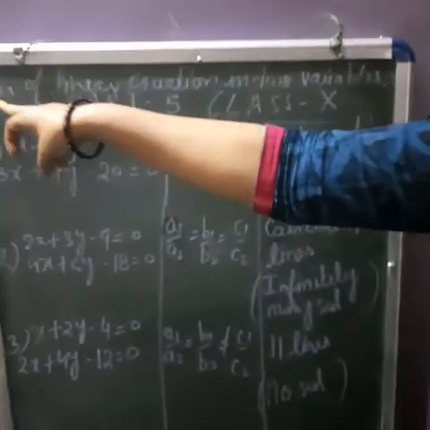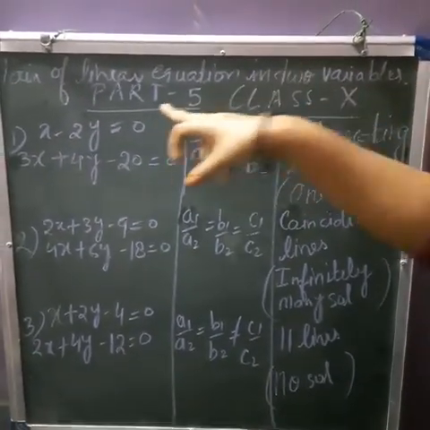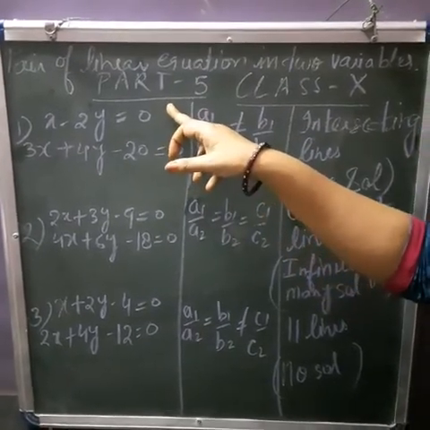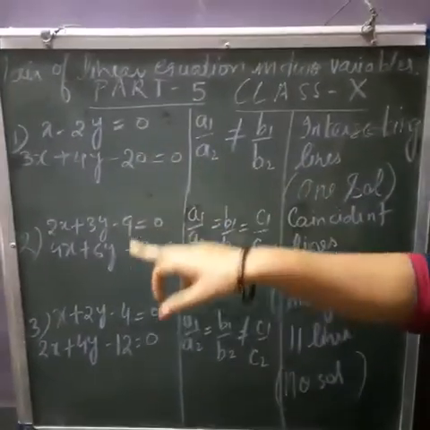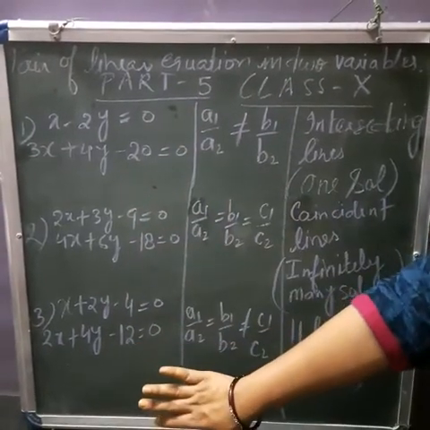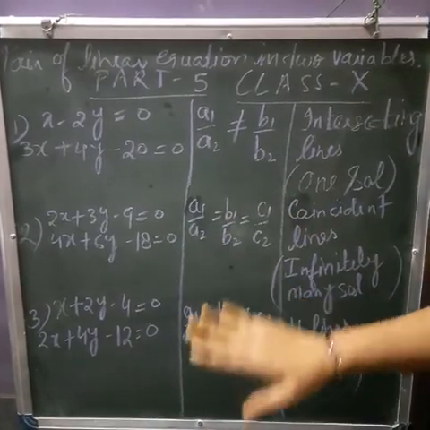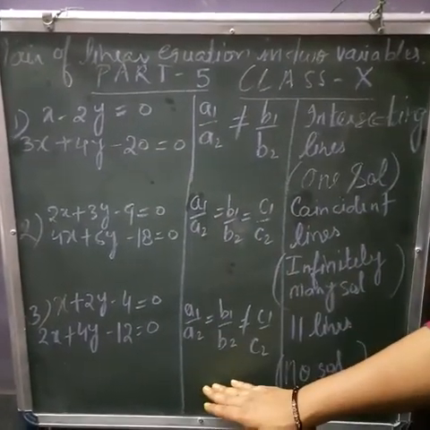So today I am going to explain how many types of lines there are, and from these lines how many solutions you will be getting. It is part 5 for pair of linear equations. The chapter name is pair of linear equations in two variables. Now I am telling you how many lines you will be getting with the solution, and how many solutions you will be getting from the given equations.